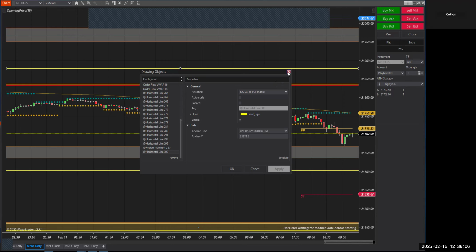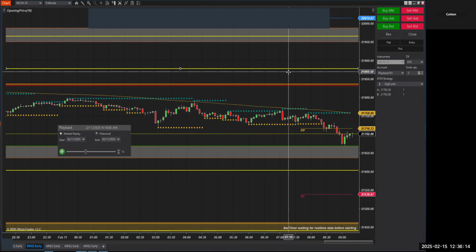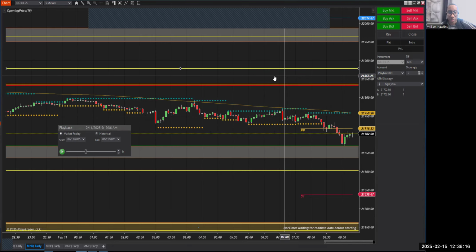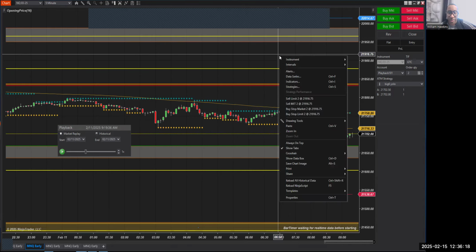I did that, but those, like the PP and S1, I know what they're called, but they're not showing on my daily chart. Oh, those are indicators. So you would have to put those indicators on each chart.